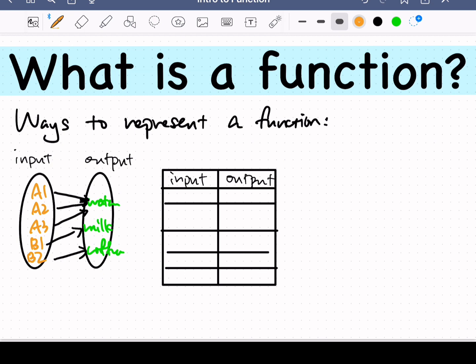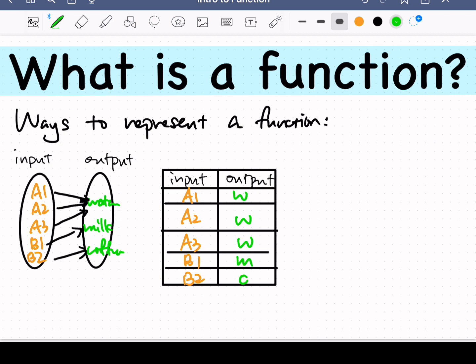So again, for the input, we have A1, A2, A3, B1, and B2. But for the output, instead of putting only 3, we will have to fill in every single row of this table. So A1 corresponds to water. The output is water. A2 also corresponds to water. A3 also corresponds to water. So instead of using arrows, now we're going to fill in every single row and column of this table. And B1 corresponds to milk, and then B2 corresponds to coffee.